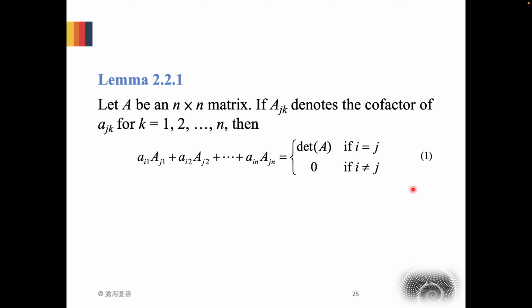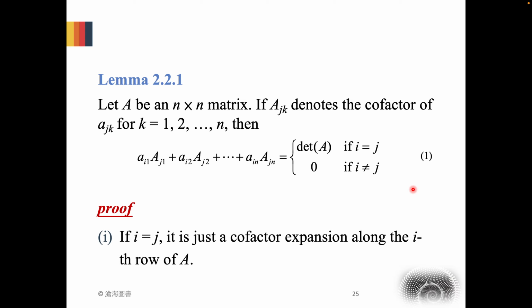However, if i is not equal to j, that means if we intentionally multiply an entry with an incorrect cofactor, then the result will be equal to 0. So this is the so-called lemma 2.2.1. So how can we prove it?